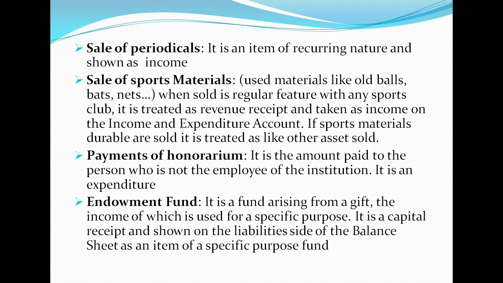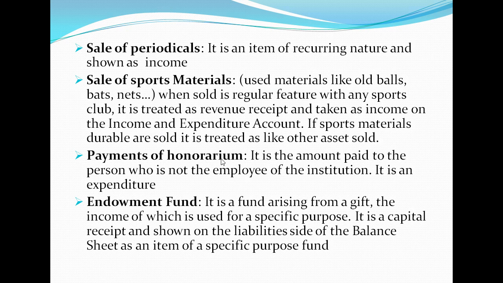Sale of periodicals. It is an item of repetitive nature and should be shown as an income. Sale of sports materials. Used materials like old balls, bats and nets etc., when sold, are regular income with any sports club. It should be treated as revenue receipt and taken as an income in the income and expenditure account.